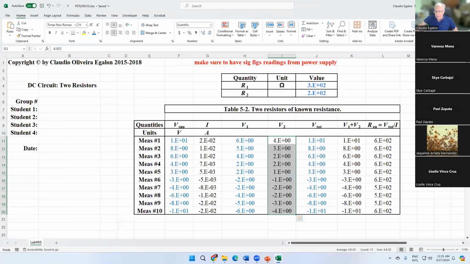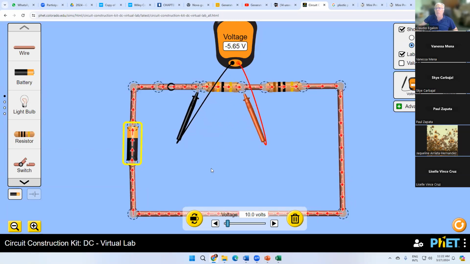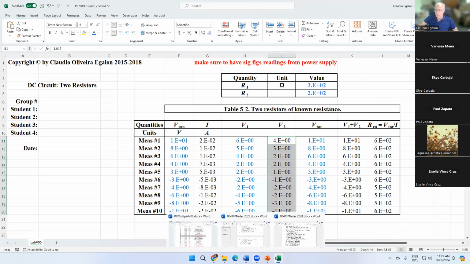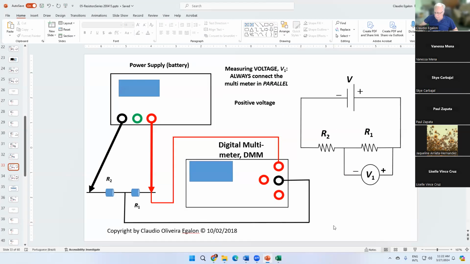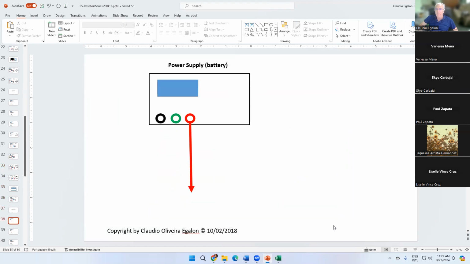And let's take a look at our simulation. This is exactly what you're doing, right? Another way to invert the voltage, instead of inverting the battery, we just invert the probes here to give us a negative voltage. That's another way of doing that. So we did for everything, and now we're going to do for V2. Okay, V2. That's the negative, measure V2.